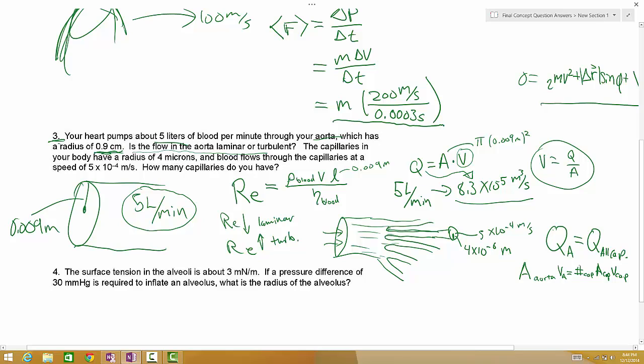So what we can do is, since the problem gave us the velocity in the capillary, it essentially gave us the area because it gave us the radius of a capillary. We know the area of the aorta because we know the radius of the aorta. And we also calculated the velocity in the previous part of this problem. So we know everything here except for the number of capillaries. So we can just solve: number of capillaries is equal to the area of the aorta, velocity of the aorta, let's make this a little a, divided by area of the capillary, V capillary.